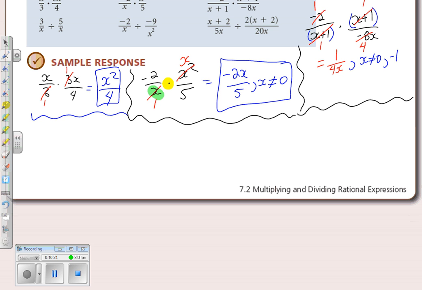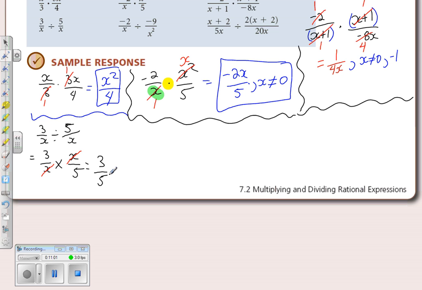Now the dividing ones. So 3 over x divided by 5 over x. We'll start there. Multiply by the reciprocal. Multiplied by x over 5. Now I can start reducing. Can't reduce within this fraction, can't reduce within that fraction, can't reduce the 3 and the 5, but I can reduce those two. So I'm left with 3 over 5.